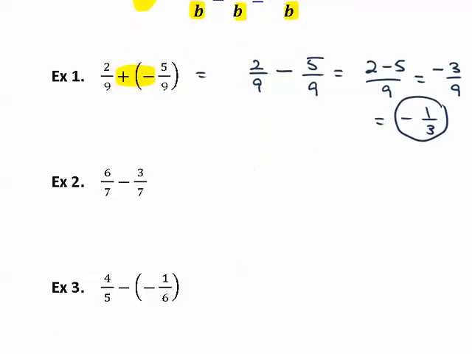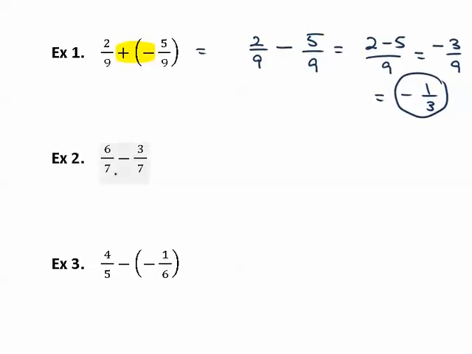Let's take a look at example number 2. We already have a common denominator, so when you have your common denominator, you keep it and you subtract the numerators. So 6 minus 3 is 3, and then we keep the 7. So this answer is 3/7. What about example 3? Once again, we have a double sign here, and the double signs match, so we're going to change this to be an addition problem.